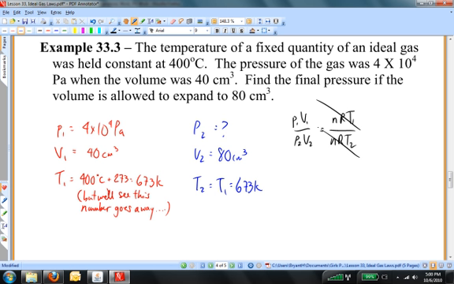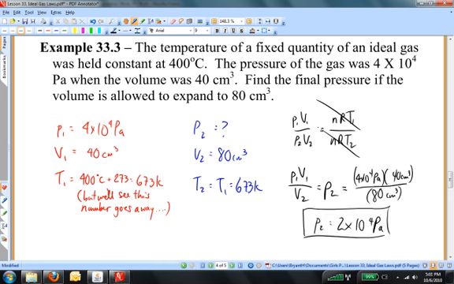Solve that equation for P2. And now put in the numbers and figure out what the new pressure is. I find that the final pressure was half of the initial pressure, 2 times 10 to the 4 Pascal.